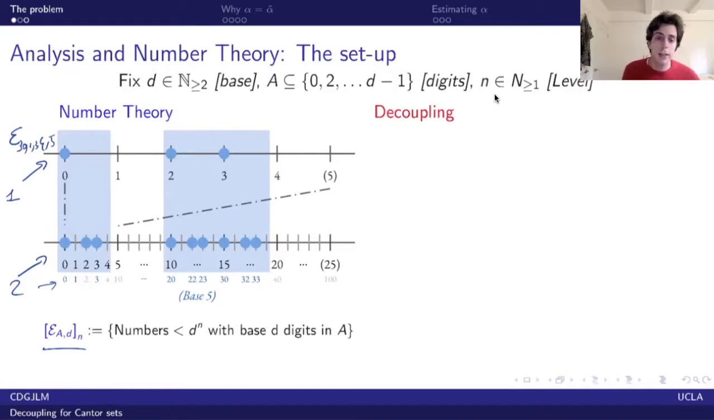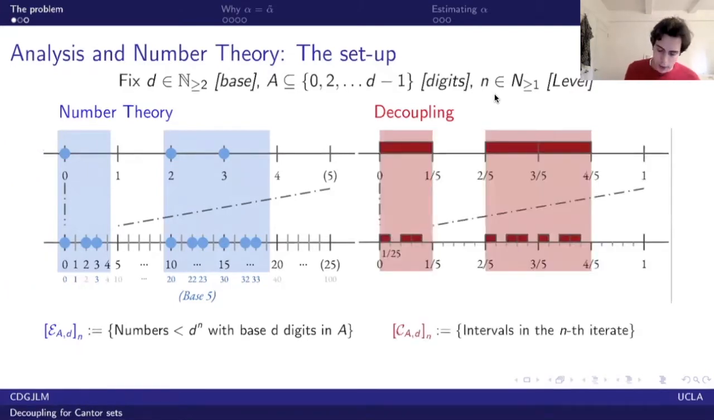And the analytic counterpart to this object is actually a fractal. It's a Cantor set. So on the analytic side, we will construct a Cantor set by splitting the unit interval into d pieces, in this case d is equal to 5, and keeping the pieces associated to A. So in this case, we're keeping the first piece, the second, the third piece, and the fourth piece. We can repeat this multiple times, and we will work with the intermediate steps of this Cantor-like set construction.